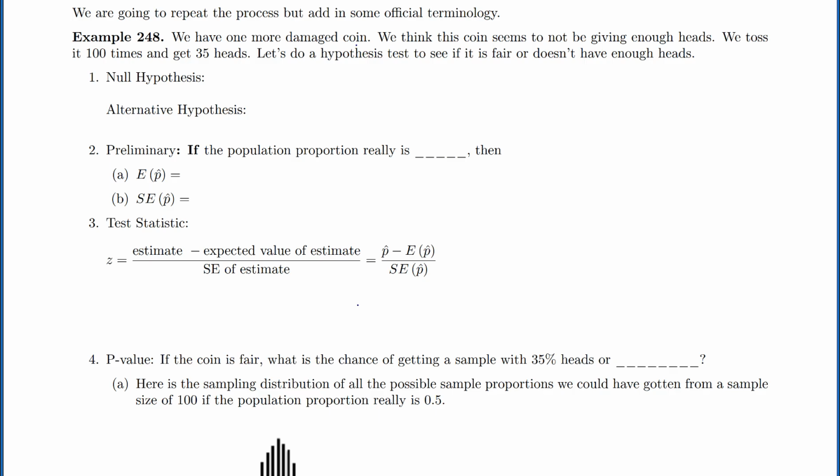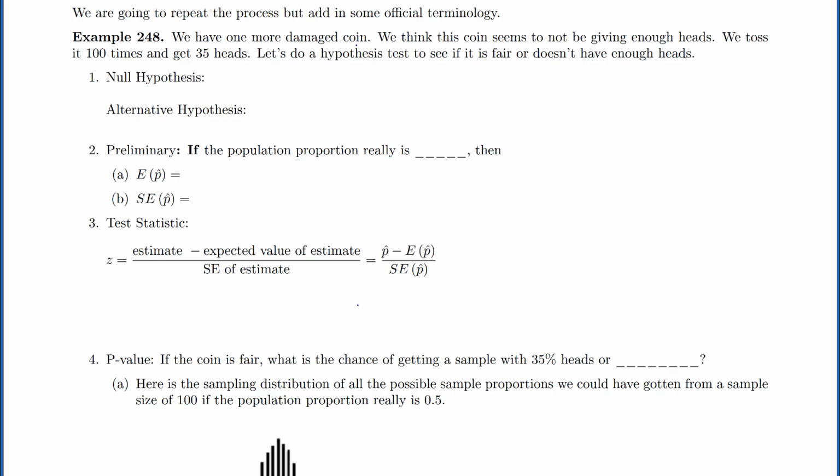So I want to repeat this process, but add in some official terminology. Let's say we have one more damaged coin. We think this coin doesn't give us enough heads. So we toss it 100 times and get 35 heads. Let's do a hypothesis test to see if it's fair or if it doesn't have enough heads.